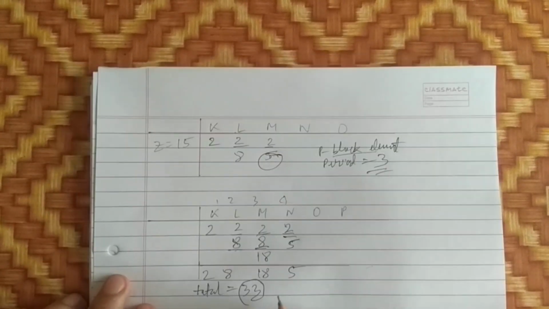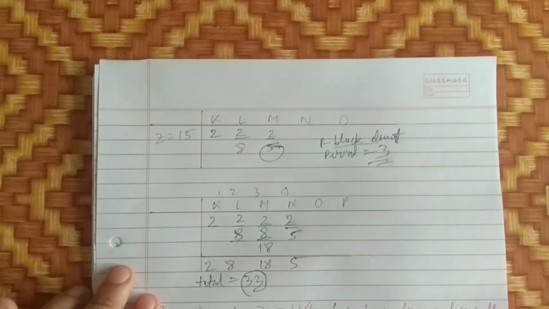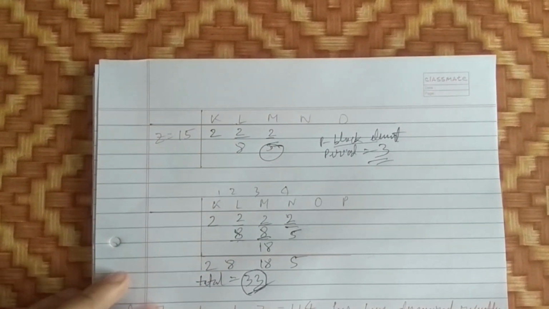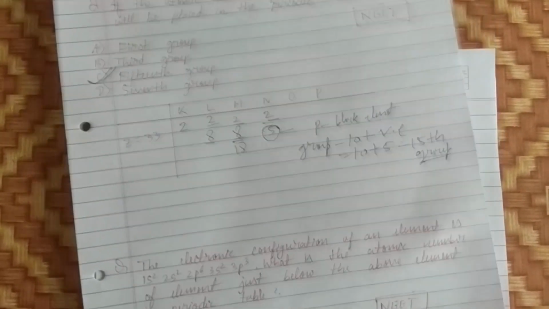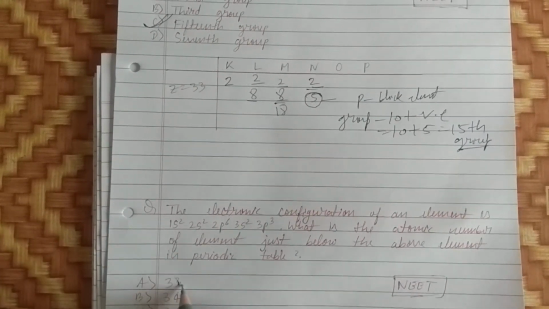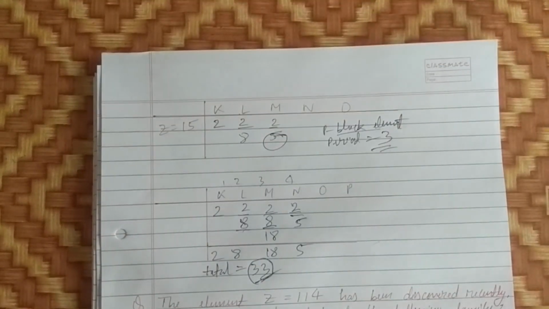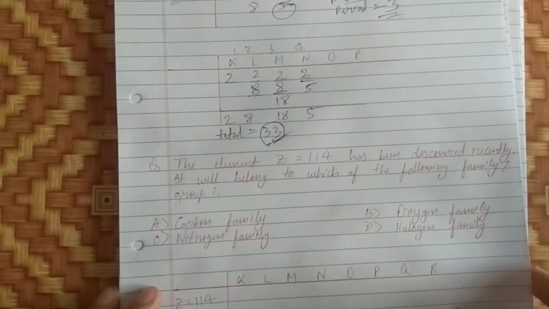15. All right, we just needed to increase the period by 1, which means increasing the principal quantum number by 1 while keeping the group electronic configuration the same. That's why we found that 33 is the element. So the option was A, 33. All right, it was a neat question again, very easy. All right, let's move to the next question and the last question.